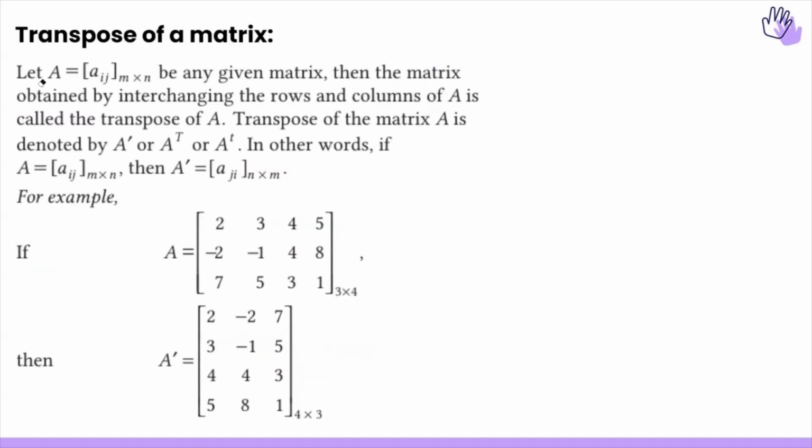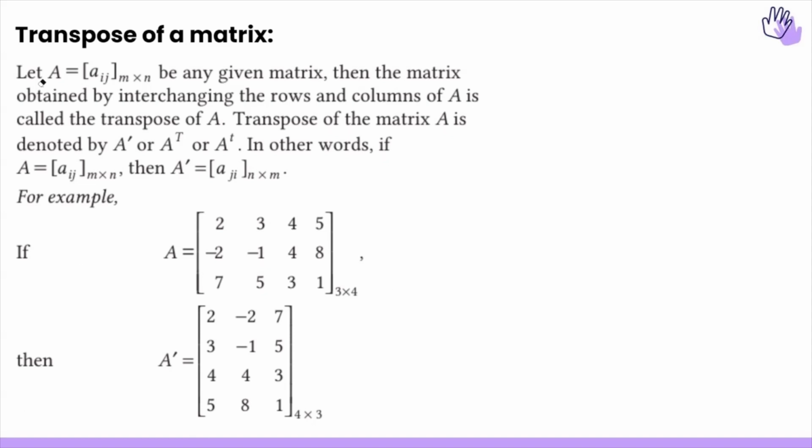Coming to the next concept, that is transpose of a matrix. So let A be a matrix that is of order m by n, and the matrix obtained by interchanging the rows and columns of A is called the transpose of a matrix. Okay, so transpose of a matrix A is denoted by A bar or A T or whatever it is. Okay, A power T, or you can just say AT.